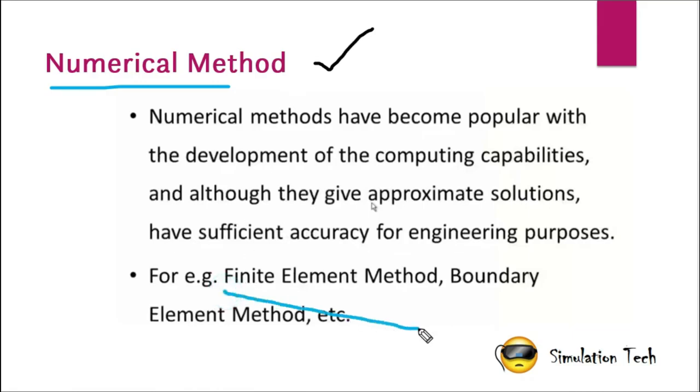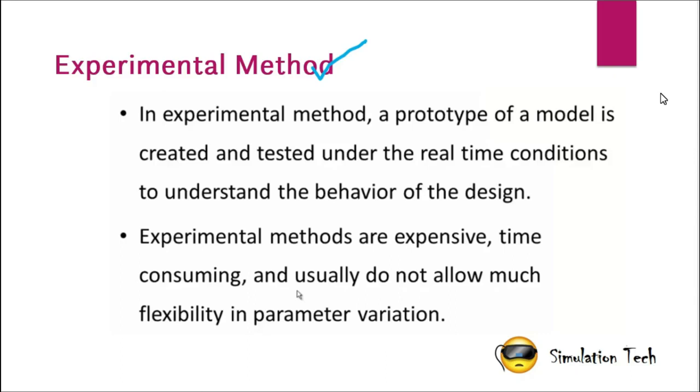So we have many methodologies to solve a particular problem, namely the finite element method, boundary element method, and some other methods are also available. Finite volume and finite difference methods are also available here, right? So that is called numerical method. Okay, so let's move on to our next method, which is called experimental method.